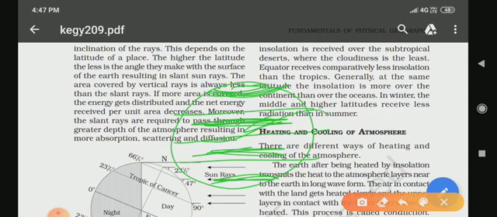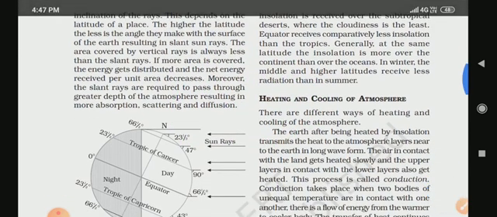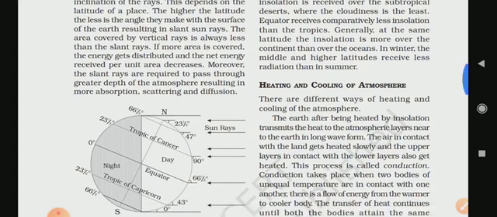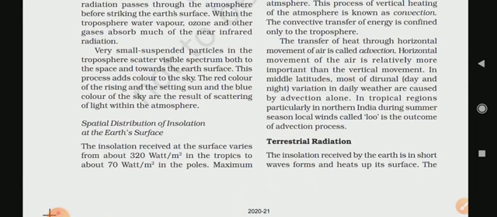Okay students, next, heating and cooling of the atmosphere. Now we will discuss this topic, heating and cooling of the atmosphere. There are different ways of heating and cooling of the atmosphere. Firstly, we will discuss terrestrial radiation.